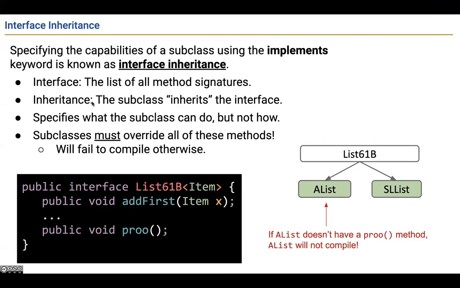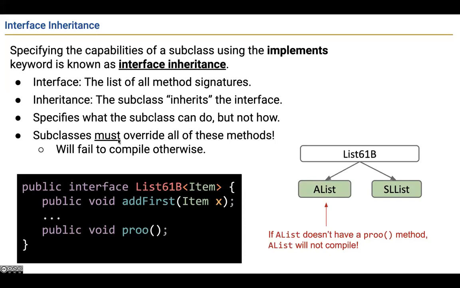And then the word inheritance, that came from when I said there are these two subclasses that are more specific types of List61B. They implement the List61B interface. And the interface itself just specifies what the class can do, but it doesn't say anything about how. That's why all the methods were blank.